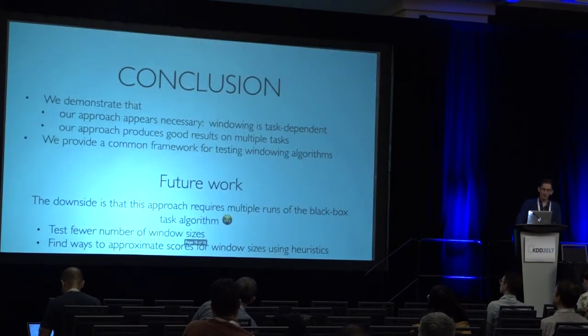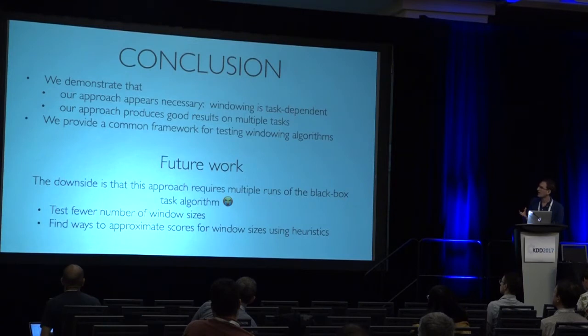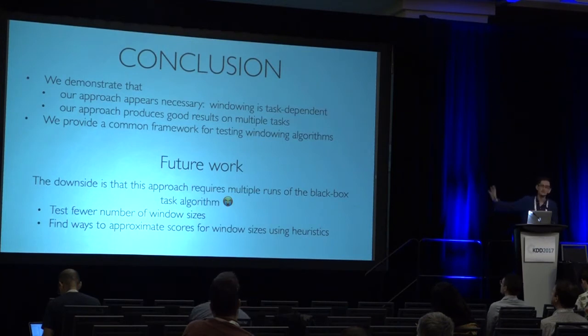So let me just wrap up by concluding that our approach appears to be necessary in so much as that windowing needs to be task dependent. So we kind of are forced to use this approach. And if we're forced to use this approach, we end up getting relatively good results. And even if you hate this approach, you think you have an algorithm that's leagues better than this very simple one, you can test out your windowing algorithm against this one to just see if the numbers are better or not.